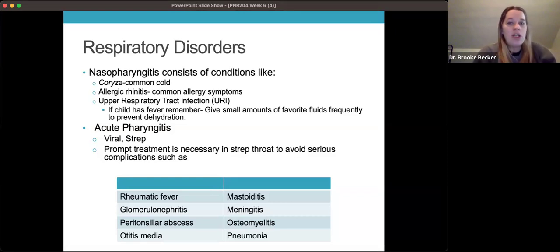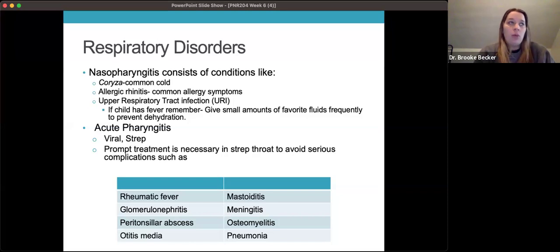URI, or an upper respiratory tract infection, that can be caused from a variety of different viral illnesses, typically in kids. You don't see kids get a lot of true sinus infections like you see in adults. And that's simply because their sinus passages are so small.